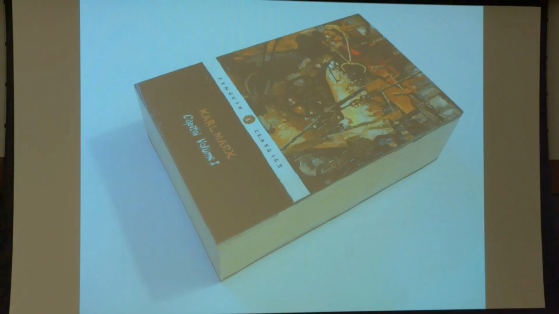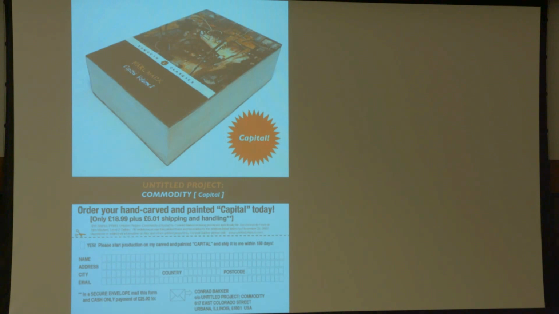If I were to purchase a new copy of this text at that time from the Penguin bookstore in London, it would have cost me, I think, £19 plus shipping and handling, so it became £25. So I produced a sculpture of this book and also made up a sales flyer order form. The order form was in the catalog for the show. If you had an order form, you could fill it out, put it in an envelope with £25 in cash and mail it to me. And then after a long time, I would make the book object for them and ship it back to them.